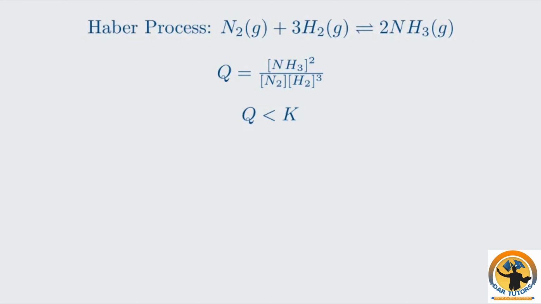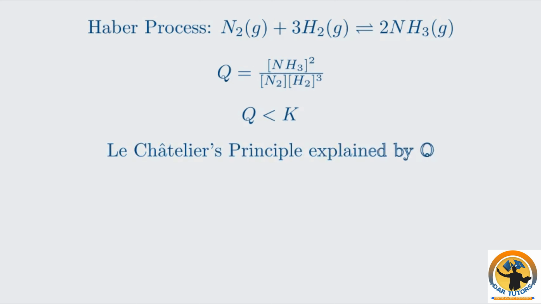This is exactly what Le Chatelier's principle predicts. By adding a reactant, the system shifts to consume it and produce more products. So we can see that the reaction quotient provides the mathematical justification for Le Chatelier's principle. It shows us how a change in conditions changes Q, which then drives the reaction to shift in a direction that restores Q to the value of K.